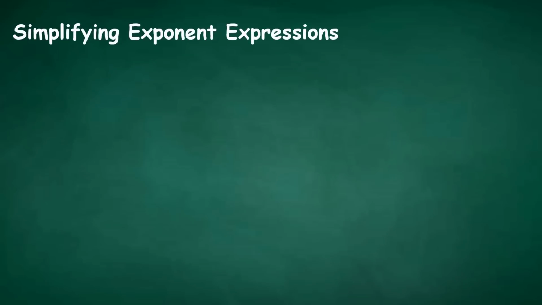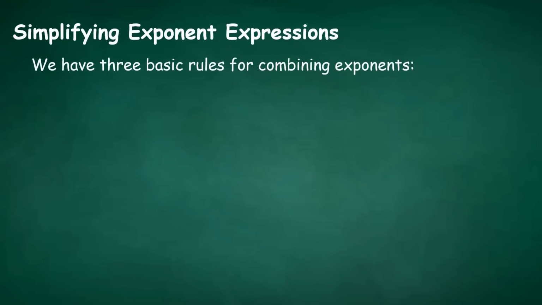Simplifying exponent expressions. We have three basic rules for combining exponents. 1. x raised to the power of n times x raised to the power of m is equal to x raised to the power of n plus m. So, just add the exponents when you are multiplying terms with exponents.